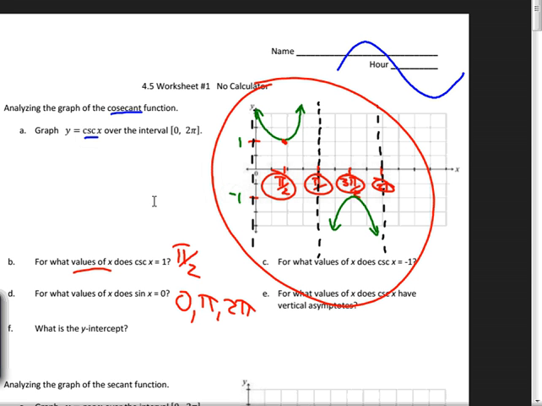Part C, for what values of x does cosecant equal -1? Oh, that's pretty easy. Remember, this is the y. The y is -1 of the graph, and that's right there. So you follow it up, and it should be easy. And then, where does it have vertical asymptotes? Oh, it's the same thing as where sine is equal to 0. You know what I mean? That's what I was telling you. That's why they have asymptotes there, is because sine is 0, and so when you have cosecant, you have 1 over sine, and therefore 1 over 0. So the same exact places as where sine equals 0. Okay.